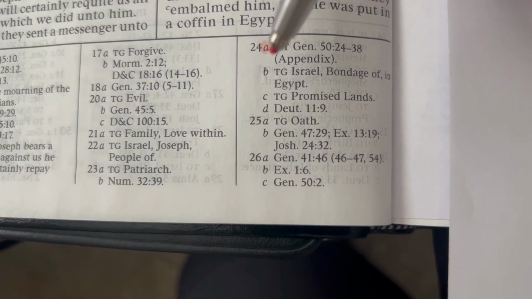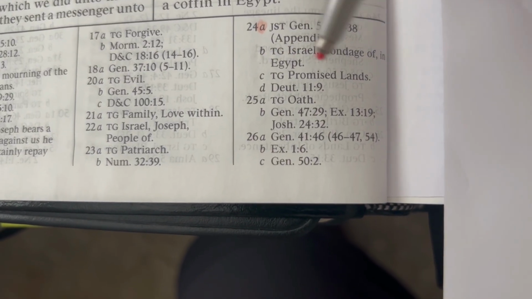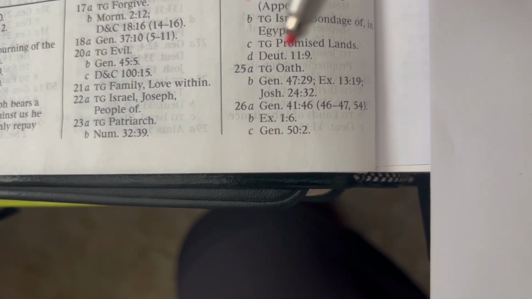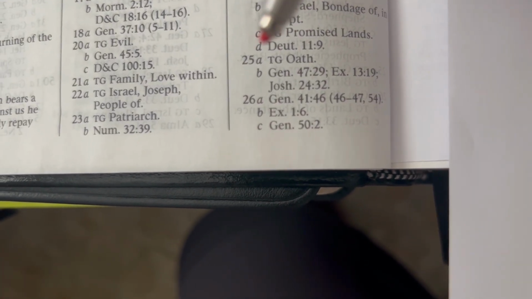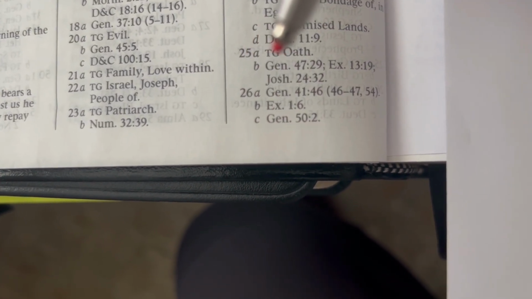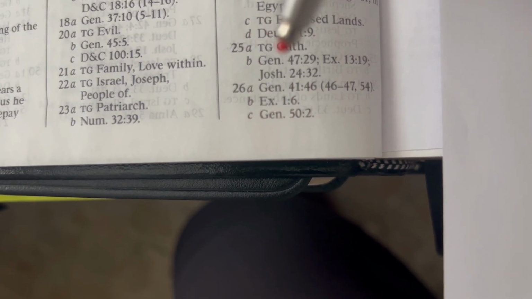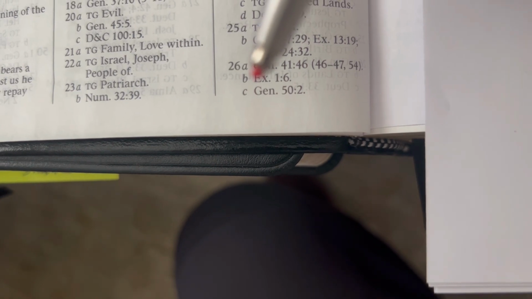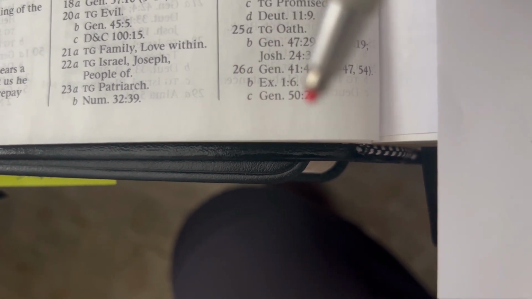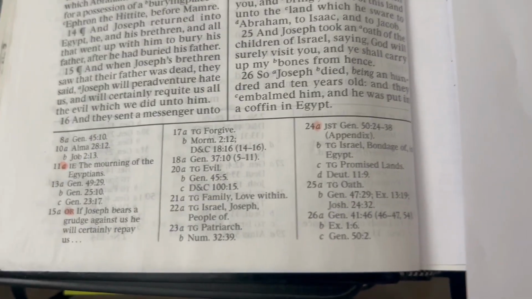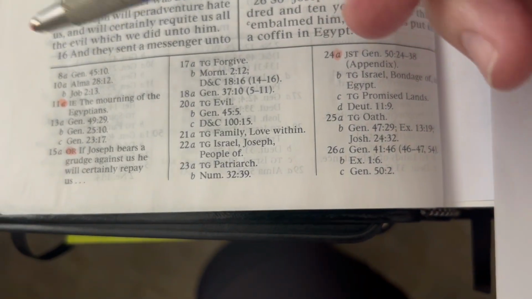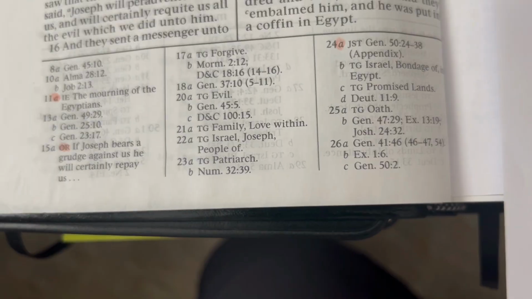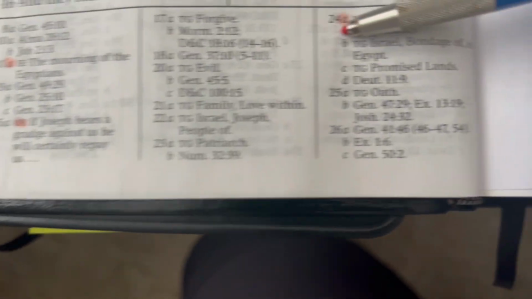24b is a study note. It's a Topical Guide. c, Topical Guide, study note. d, cross-reference. 25a is a Topical Guide. Both of these are study notes, and all of these are study notes. So, in just a few seconds, I have noted there's a text note, and a text note right here.